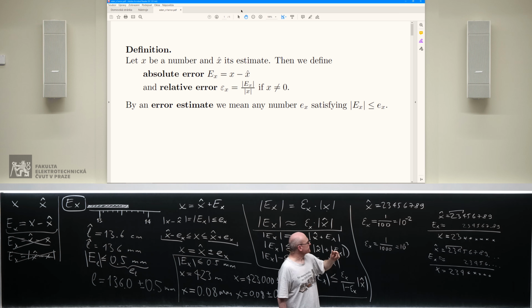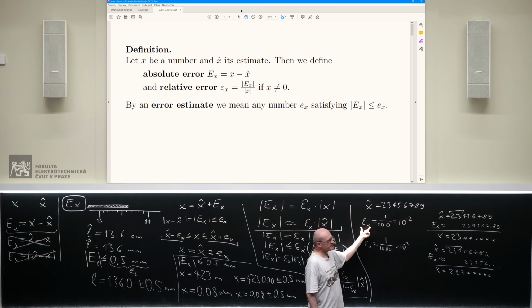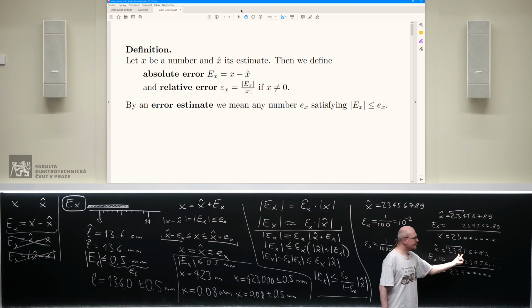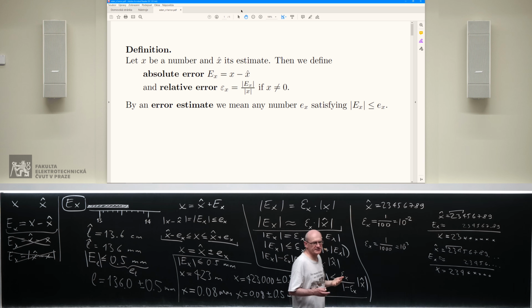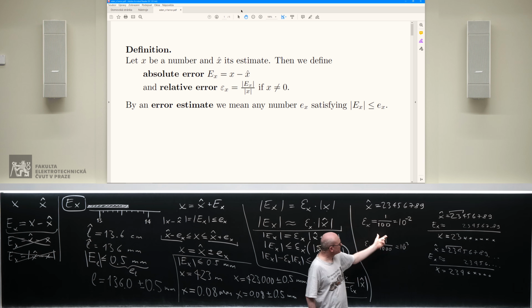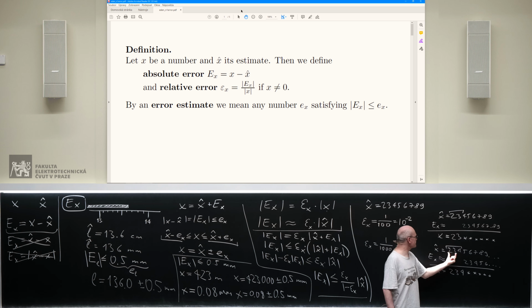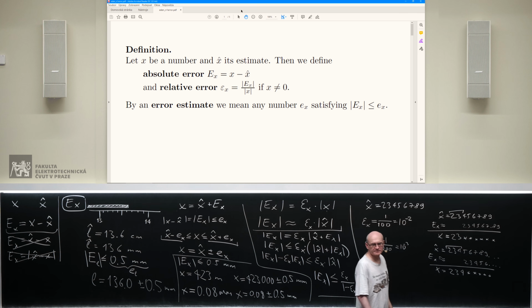Another important thing is that if you can decrease relative error 10 times, you will add another reliable digit to your result. Or vice versa, if due to some accident, your relative error is multiplied by 10, then your result actually loses 1 digit of reliability.